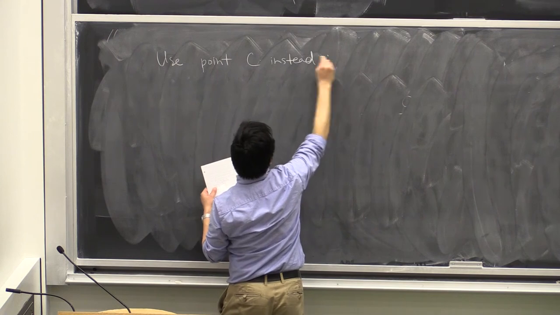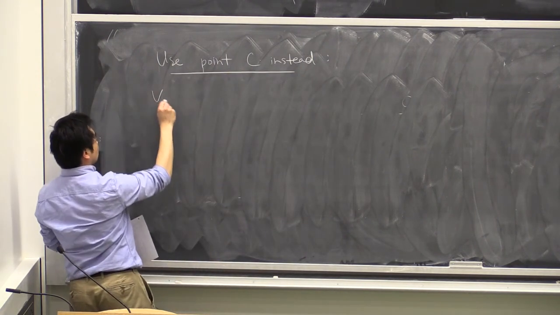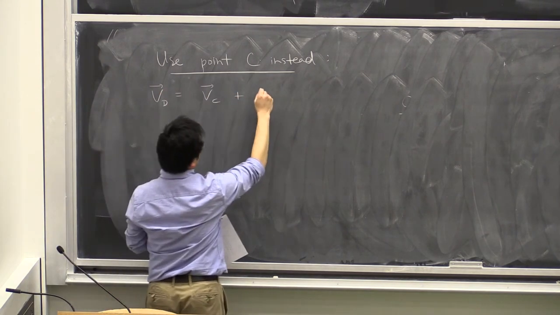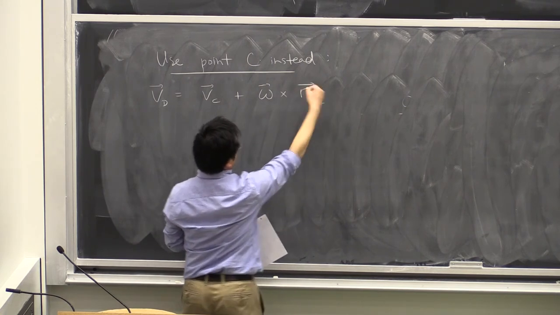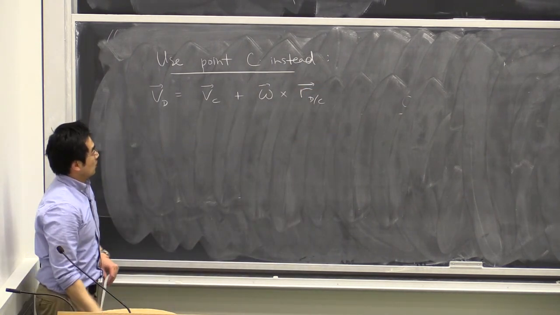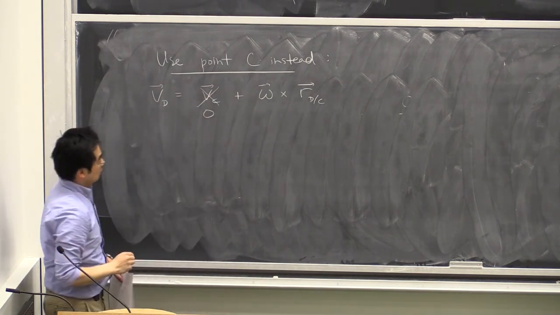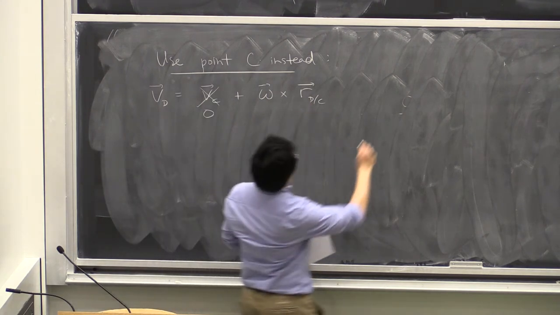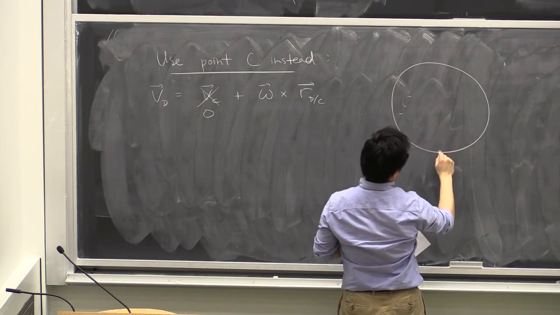Okay, remember how I said you could do either point as long as you know what the velocity is? So I could easily have done this. VD is VC plus omega cross RD with respect to C, with the advantage that my VC, I told you, was 0. And now the only challenge is finding this RDC. What is that RDC?